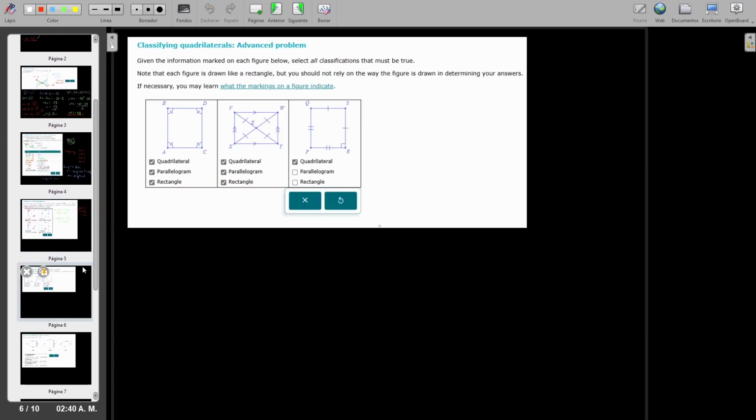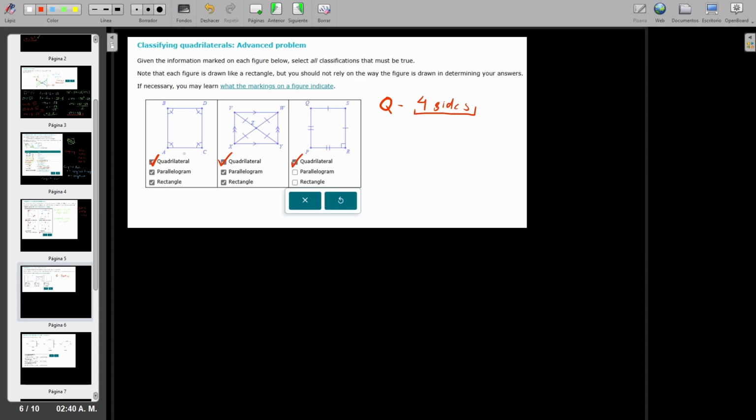Now we're going to the next exercise. Remember, classifying quadrilaterals: quadrilaterals means four sides. That is the definition of a quadrilateral. So these three figures are quadrilaterals. Why? Because they have four sides. That is the definition of a quadrilateral.